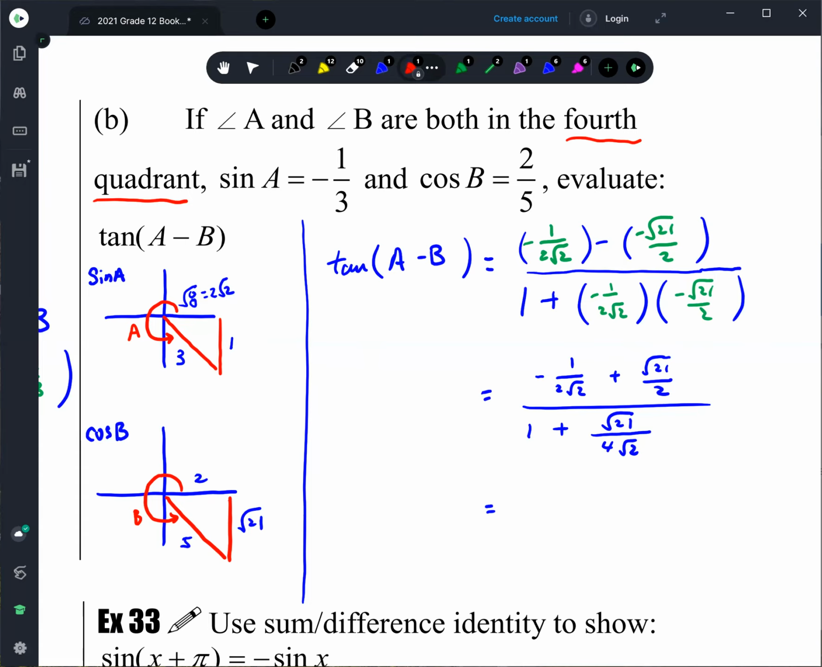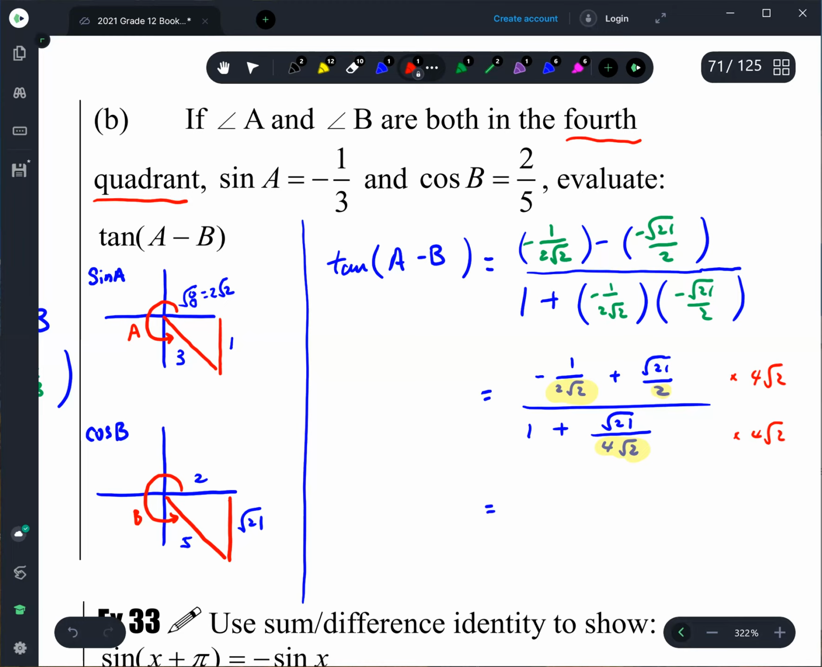All right, what's making it look difficult is the denominators, right? We have a lot of denominators in the fractions, in the numerator and the denominator. So we want to get rid of them. You look at all the denominators: 2 root 2, you have the 2, you have 4 root 2. So we use the common denominator of them, which is 4 root 2, covering all of them. We multiply the top by 4 root 2, the bottom by 4 root 2. Both top and bottom times the same thing.